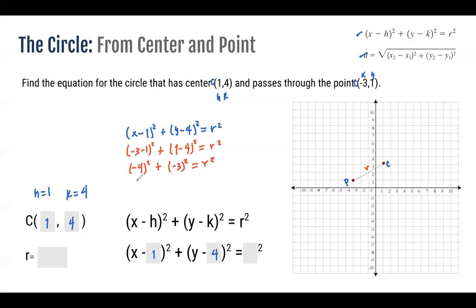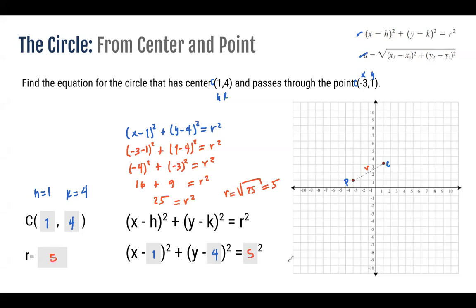So let's square the first value. 16 plus 9 is our radius squared. So that's 25 is our radius squared. So our radius will be the square root of 25, equal to 5. So now we know that the radius is 5.